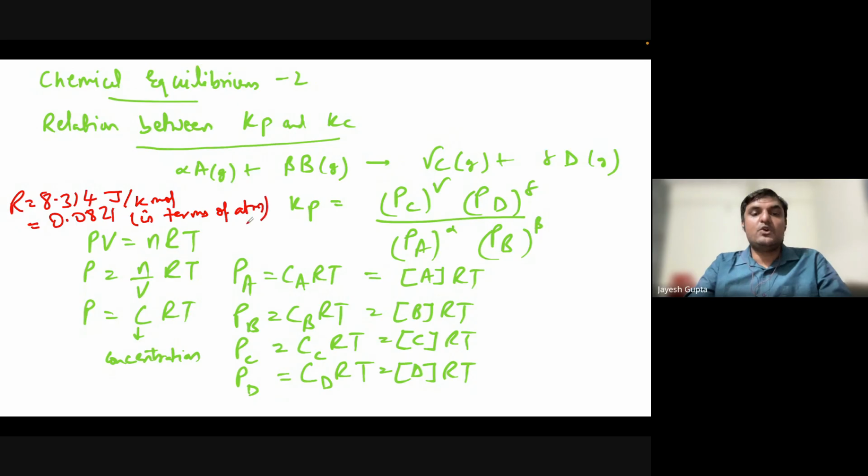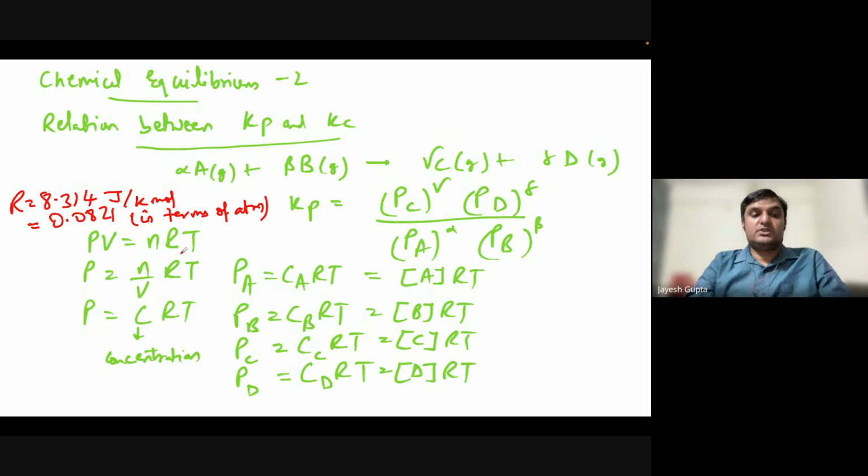Okay, so this you do not have to remember. Right now it is not required, but since you do not know PV equal to nRT, that's why I'm giving you this information. So R is one constant value, in joule it is 8.314. When we write in atm, it is 0.0821.